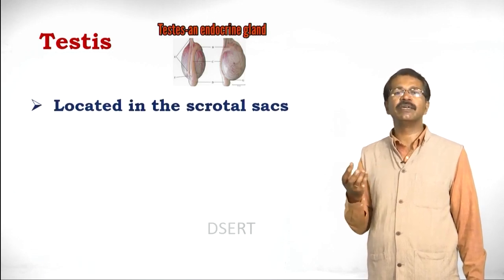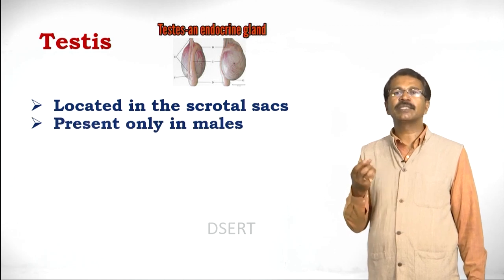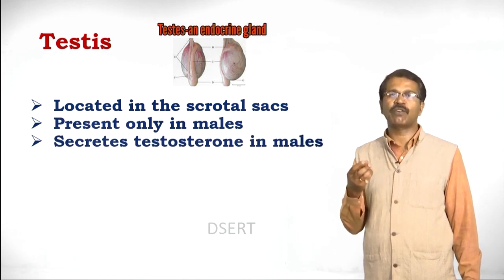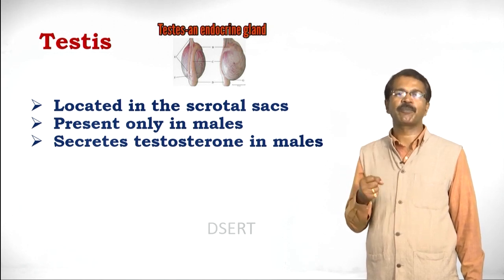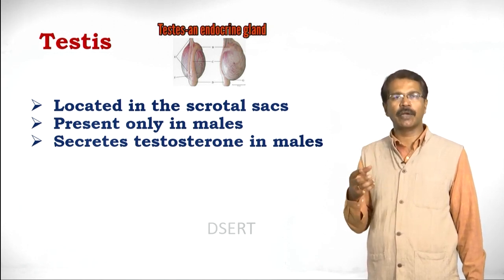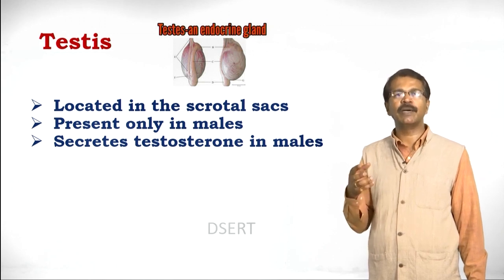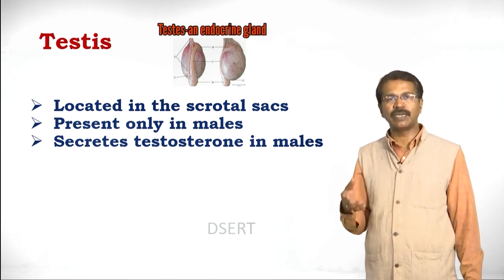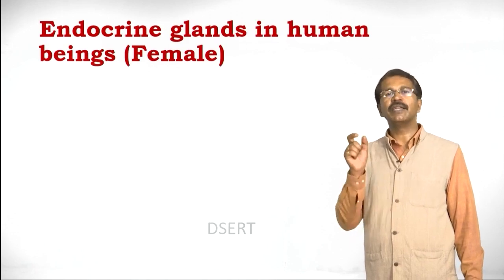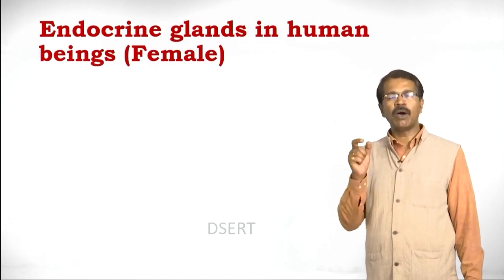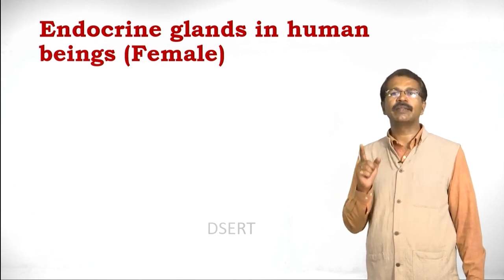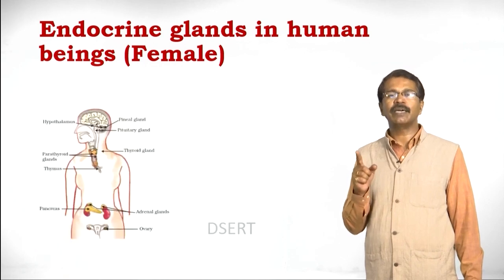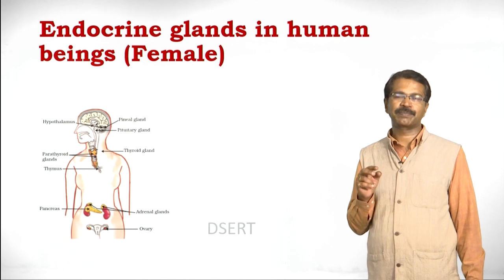Next is the testes. Testes are located in the scrotal sacs. The testis is present only in males and it secretes testosterone hormone. This testosterone hormone is responsible for the secondary male characters. Next, endocrine glands in females. In females, all other endocrine glands are present as in males, except one: testes are absent, but ovaries are present, a pair of ovaries.